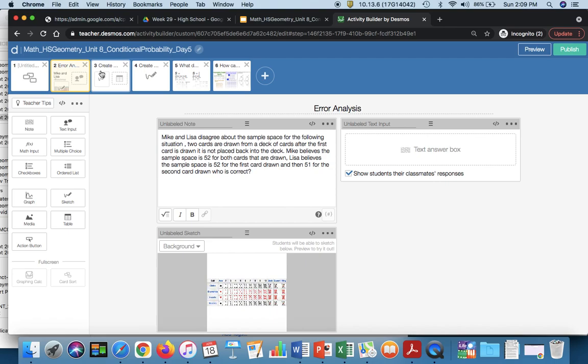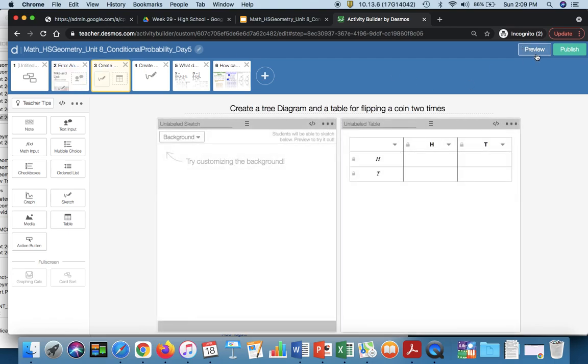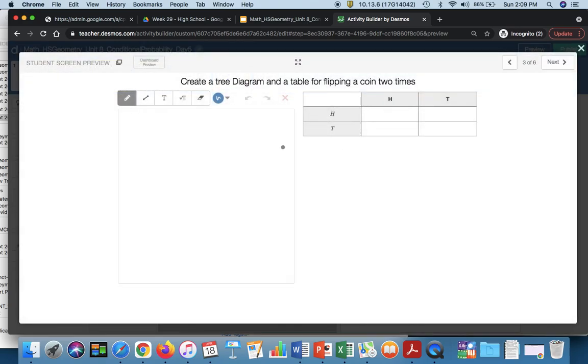The third and fourth activity are creations of sample spaces. So I have creating a tree diagram and a table for flipping a coin 2 times, right? So for the tree diagram here, you get to utilize Desmos and you might see something like a student writing heads and tails and then possibly utilizing the line feature here. And again, showing that sample space as so, right? And this is a great way to visually see what's happening.